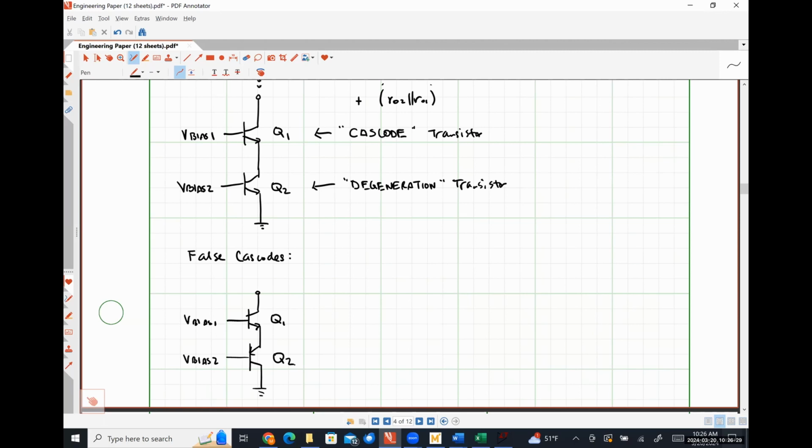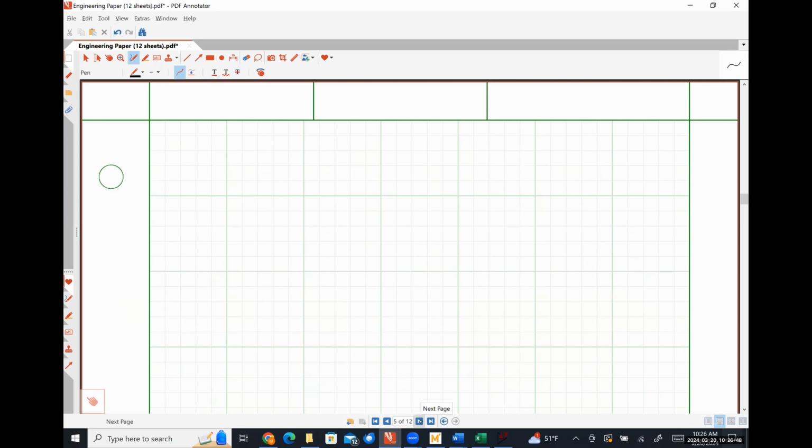All right, so not only can we cascode transistors together to make a current source, we can also cascode transistors together to make good amplifiers. Okay? So before we get into that specifically, I want to talk to you guys about a topic called short circuit transconductance.